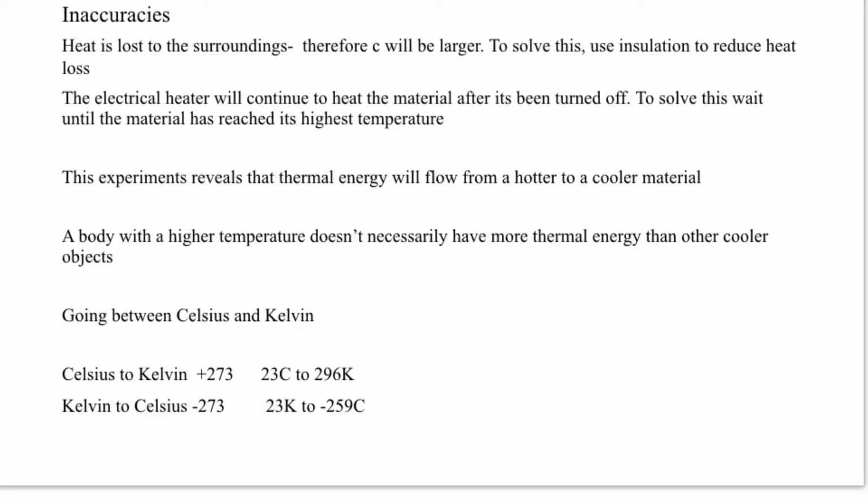Now you have to be able to transfer between Celsius and Kelvin. Going from Celsius to Kelvin is plus 273. So for example, 23 degrees C will go to 296 Kelvin. Kelvin to Celsius is minus 273. So if we've got 23 Kelvin, it goes to minus 250 degrees C.